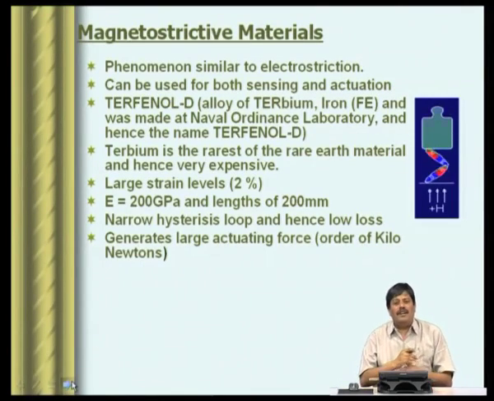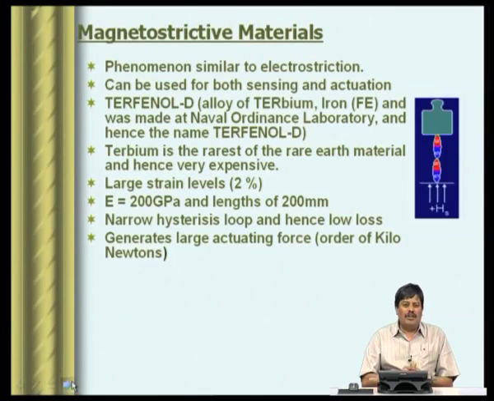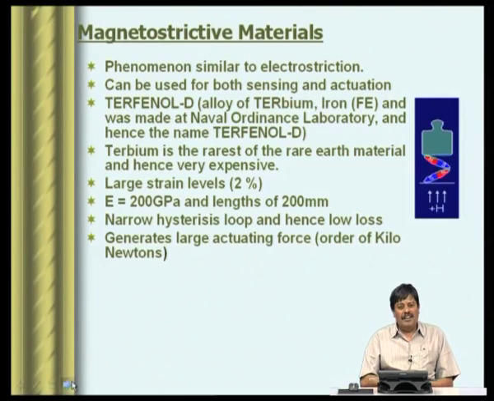The next important smart material is the magnetostrictive material. There are many magnetostrictive materials, some of them based on magnetic oxide, some of them based on cobalt oxide, but the most common or extensively used material is the one made from Terfenol-D. Terfenol-D is an alloy of terbium, which is the rarest of the rare earths, and iron, and it took the name Terfenol because it was first made at the Naval Ordnance Laboratory in the USA.